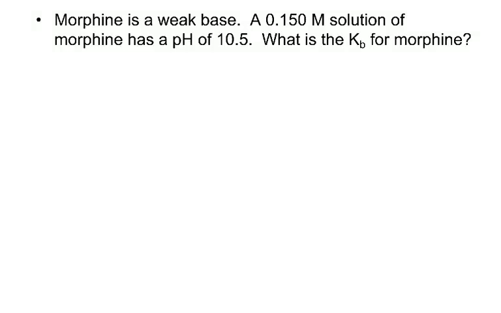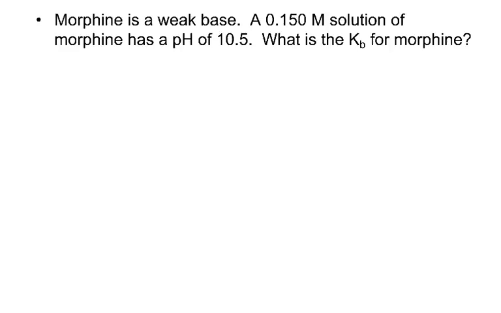This is another example of a calculation involving a weak base. And much like the weak acids, we almost always need to make an ICE table for these problems. So in this problem, we're told that morphine is a weak base. We're given the concentration of the morphine, and we're told that when it has this concentration, it has a pH of 10.5. And we want to use this information to find the Kb for morphine.